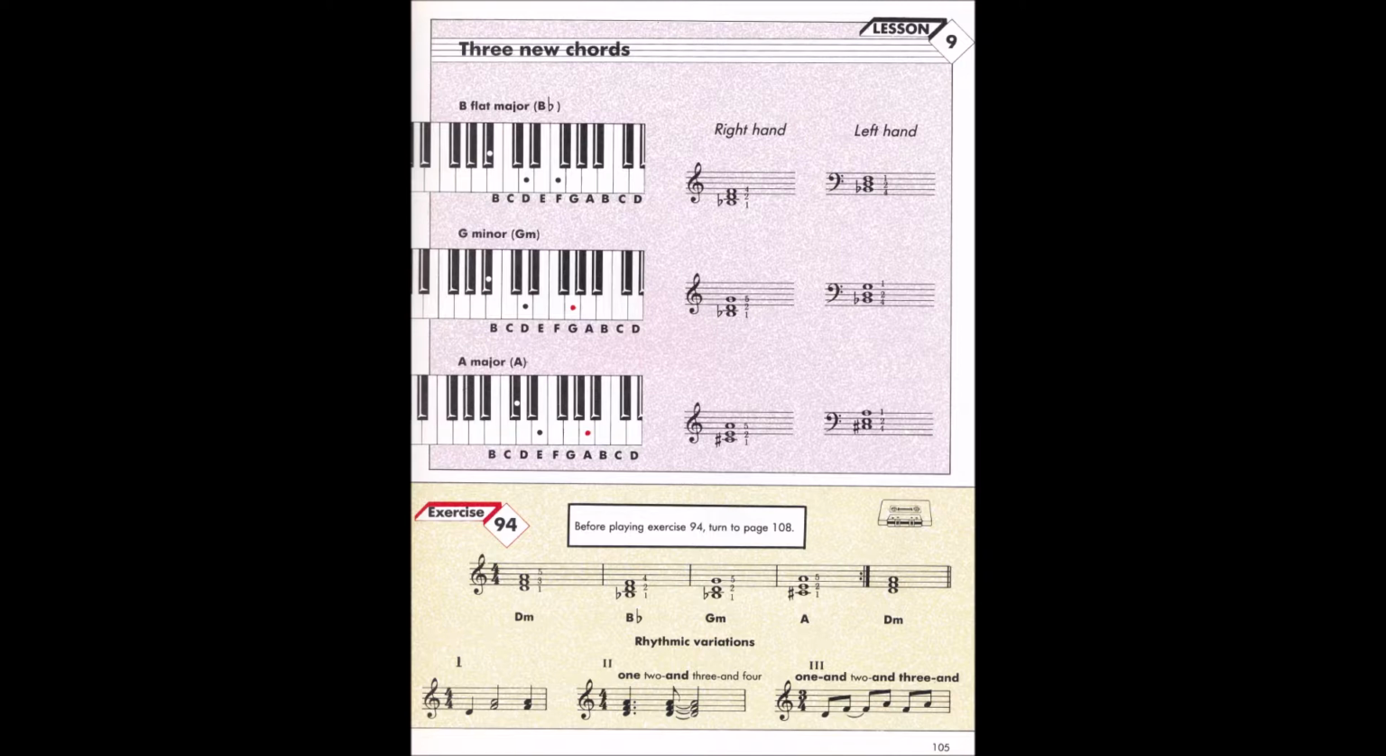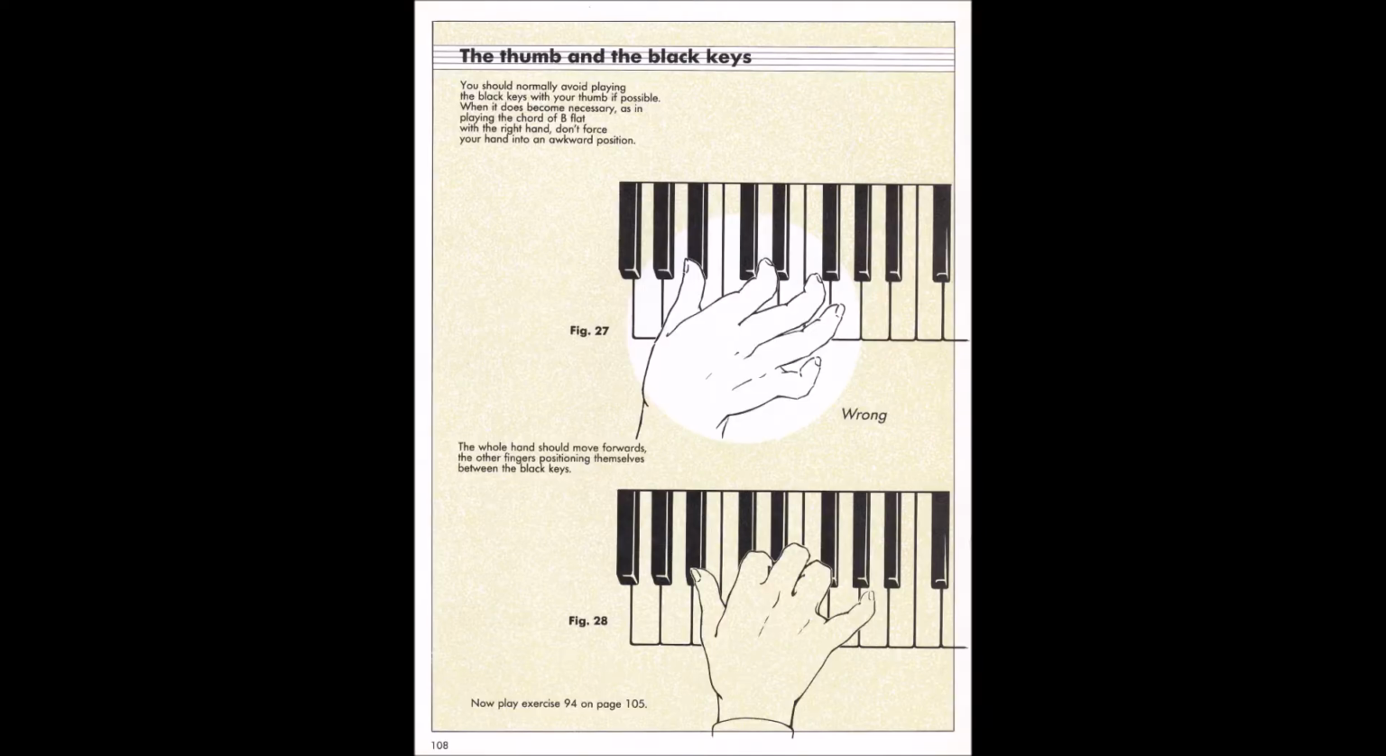Exercise 94 uses all these new chords. But before you go any further, there's one small problem to overcome. When you play the B-flat major and G minor chords with your right hand, the fingering alongside tells you to strike the B-flat key with your thumb. But if you keep your hand in its usual position on the keyboard, you'll find that in practice, your thumb just won't stretch that far.